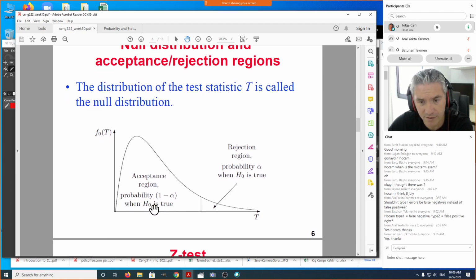Most of the time, in our z-test and t-test, the null distribution will not be skewed like this. It will be symmetric. It will be the standard normal table, or the student's t distribution with a certain degree of freedom. But the figure in the book is just showing a generic distribution, which shows that your null distribution could be an exponential distribution or a gamma distribution with some skewness in it.